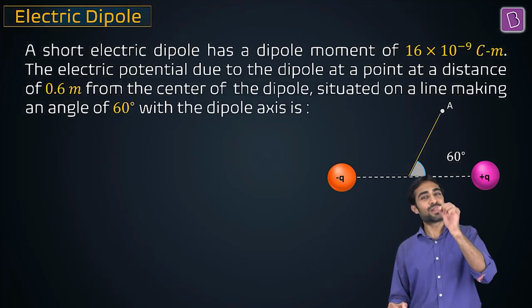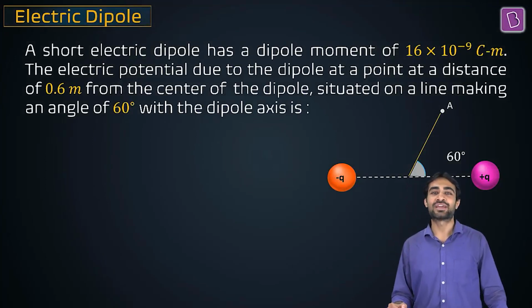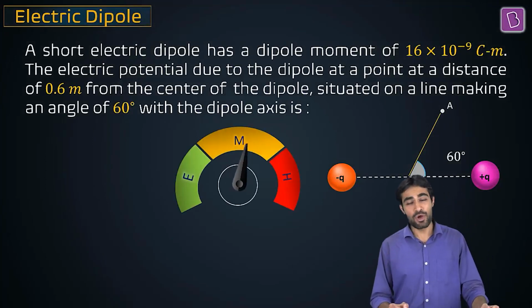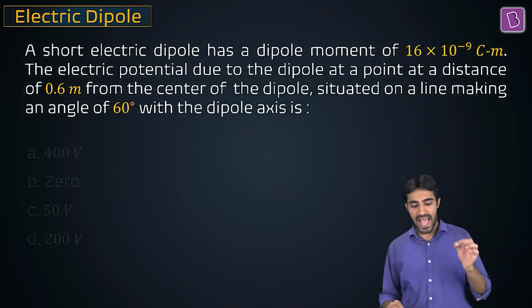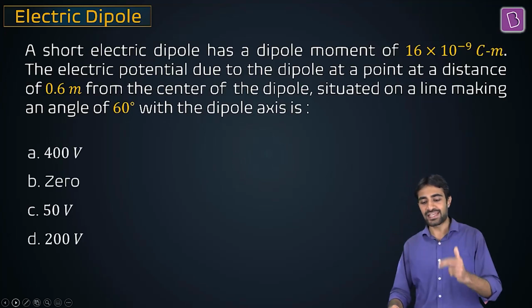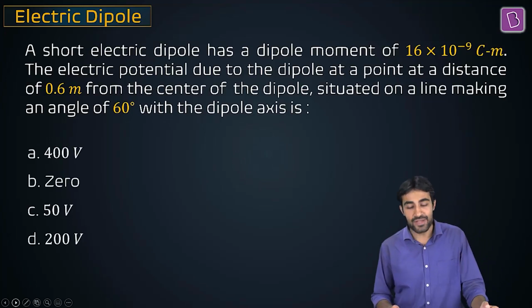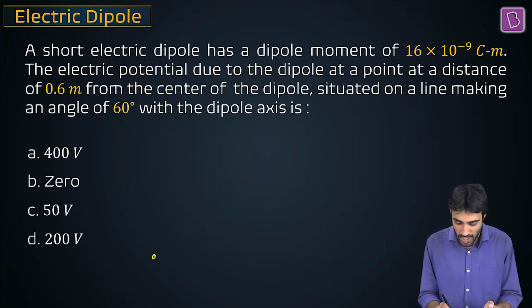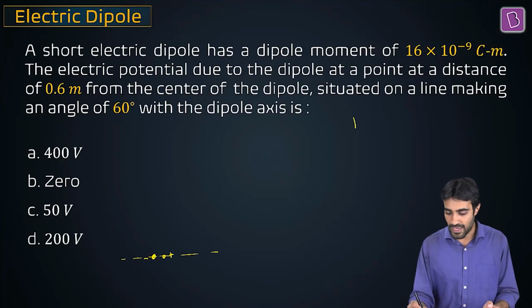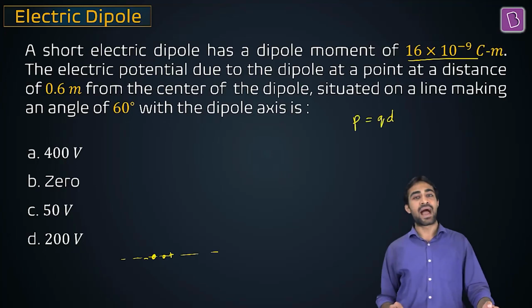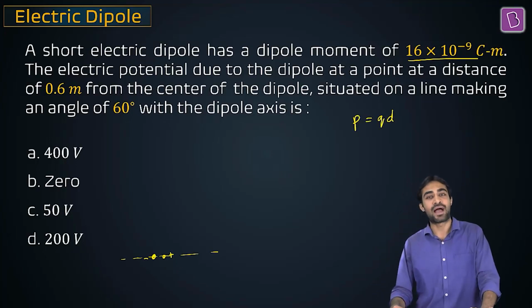Here is a simple question on electric dipole. And the question says that a short electric dipole has a dipole moment of 16 into 10 raised to power minus 9 coulomb meter. So there is a really short electric dipole, plus minus, and this is the dipole axis. So the dipole moment P, which is QD, is given in the question. It has the magnitude of 16 into 10 raised to power minus 9.